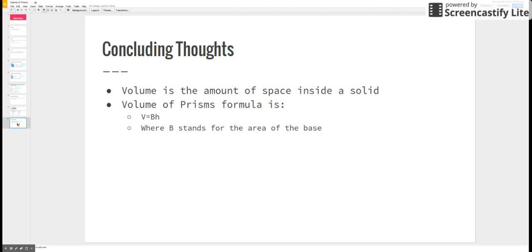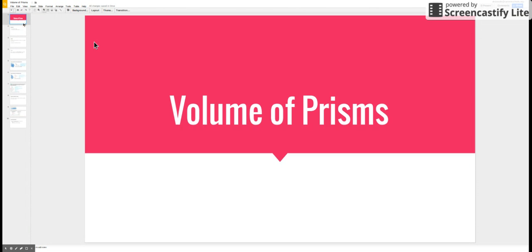All right, so just some concluding thoughts. Volume is the amount of space inside of a solid. Volume of prisms formula is volume is equal to capital B, so this is the area of the base, times your height. All right, I hope you learned how to find volume of prisms.